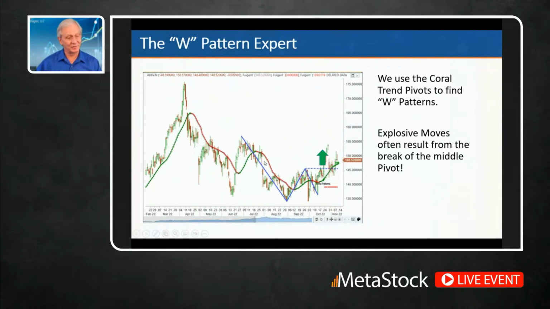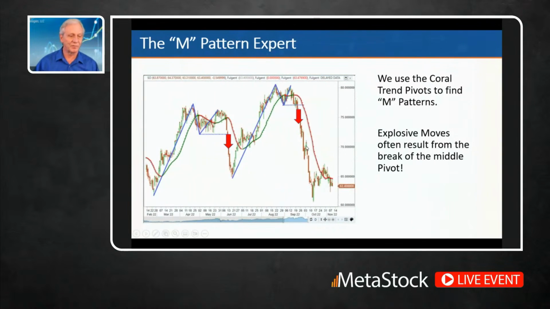And the whole idea is, I put the blue lines on here, but you got a W formed, right? And we break this pivot right here. That's your signal to go. You also look for M's. So here's an M, and you break that pivot right there, and you're probably going down like a big dog many times.